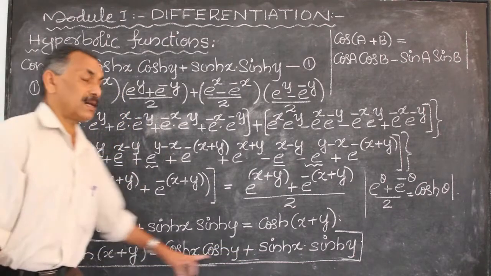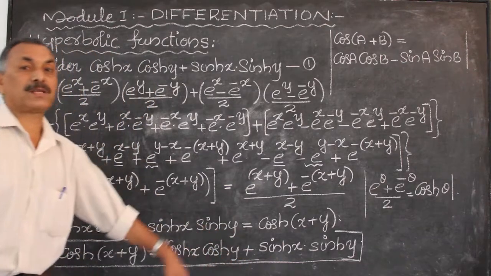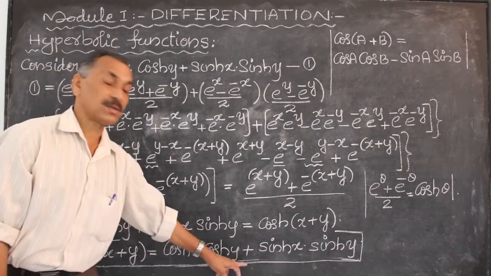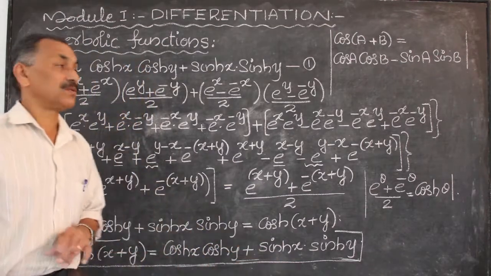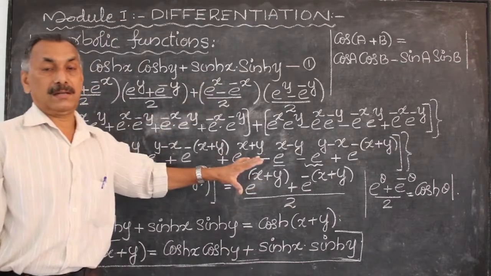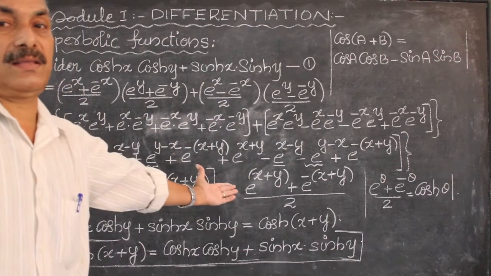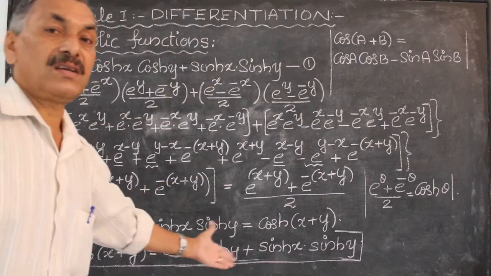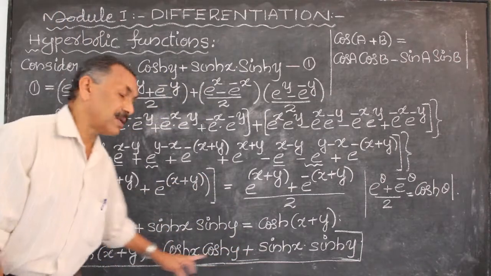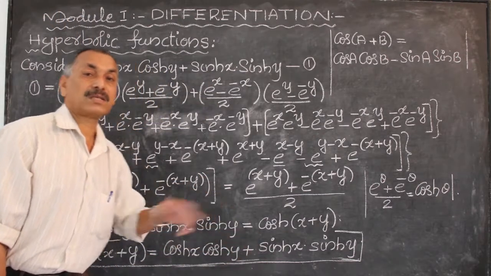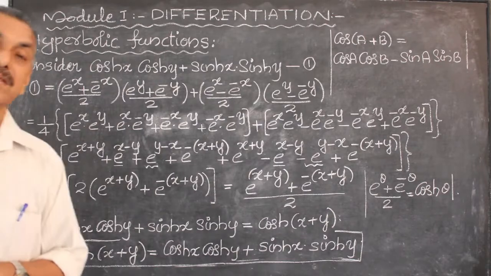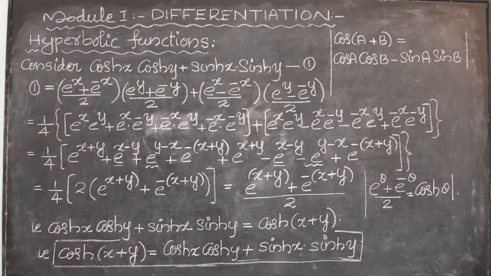Now, this is the result: cos h of x plus y is equal to cos hx cos hy plus sin hx sin hy. This is the proof. Save this result: cos h of x plus y equals cos hx cos hy plus sin hx sin hy.